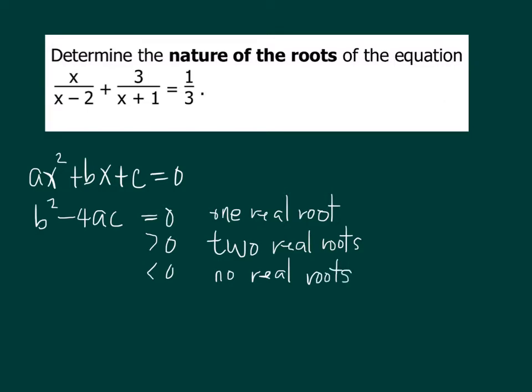But in this problem, the equation is not in the form of ax squared plus bx plus c equal to 0. As you can see, you have three fractions involved in the equation. So before you identify b squared minus 4ac, it is important that you change x over x minus 2 plus 3 over x plus 1 equals 1/3 into the form of ax squared plus bx plus c equal to 0. So how do we do that?